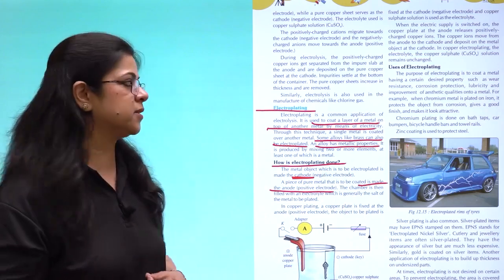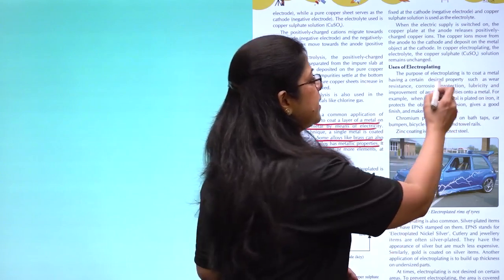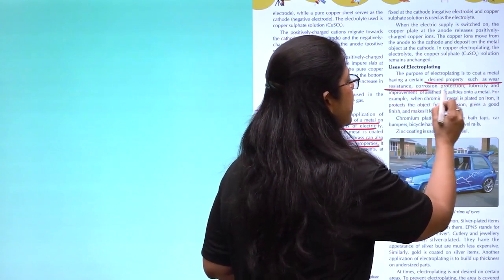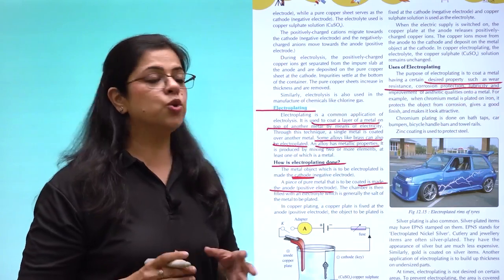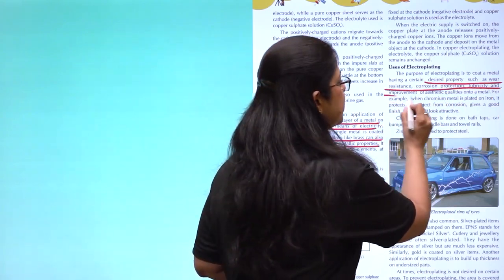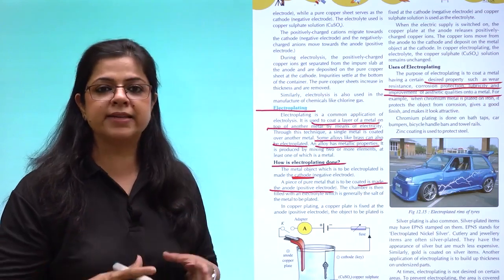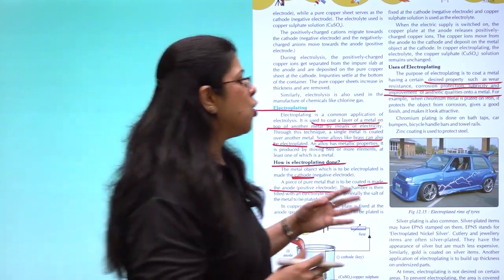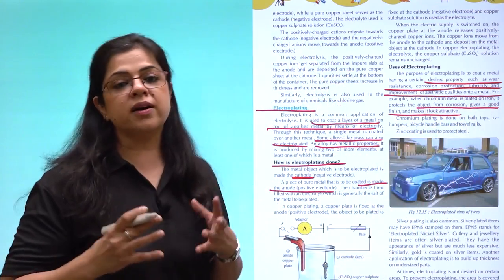be electroplated. Uses of electroplating. Electroplating is done so that desired properties like resistance, corrosion protection, lubricity, and improvement of aesthetic qualities are brought out in the metal that is electroplated. Also, they become resistant to corrosion, they look attractive.